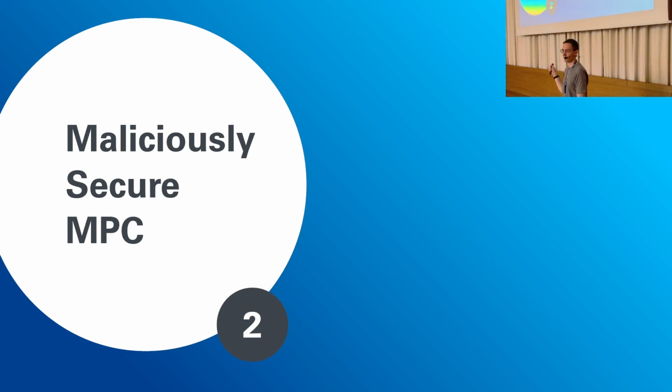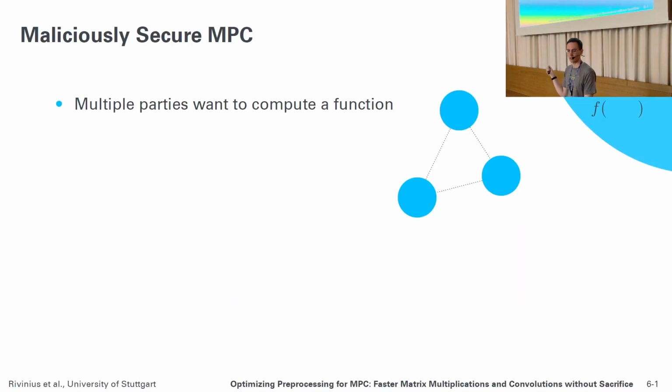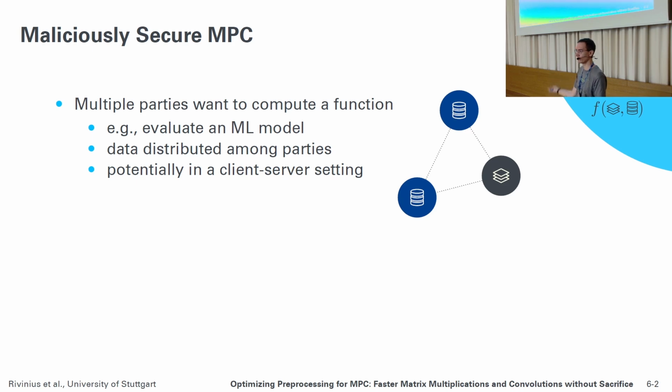And now I'm talking about how to do that in MPC. So first, again, the basic setting here: this is maliciously secure MPC. So we have parties that want to compute a function. In this case, it makes sense to talk about ML use cases. For example, some parties have some data, some have model weights.